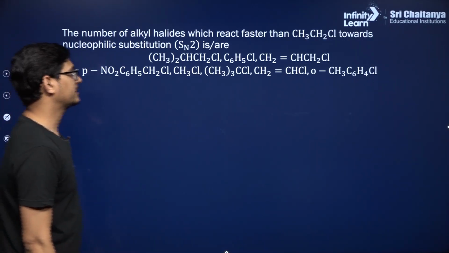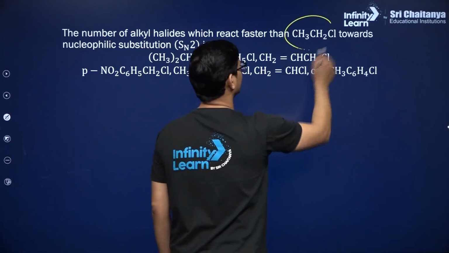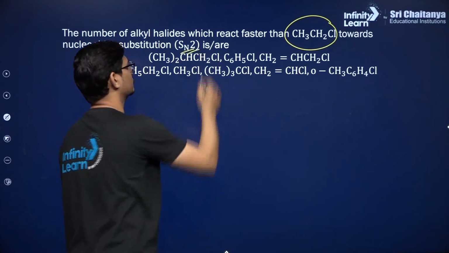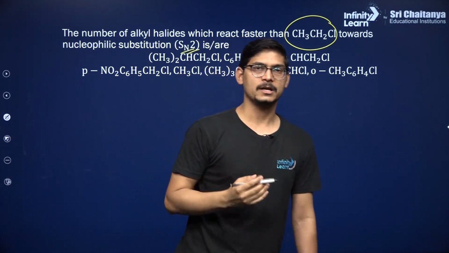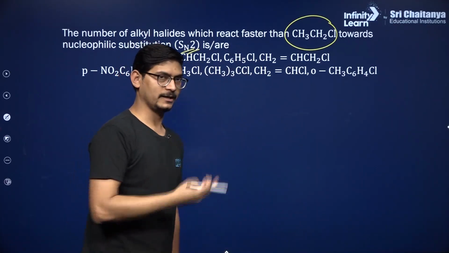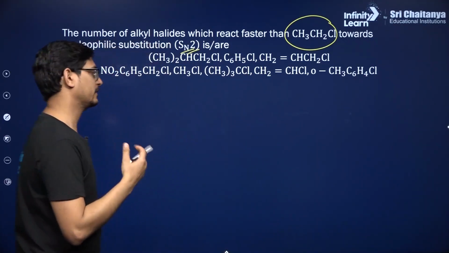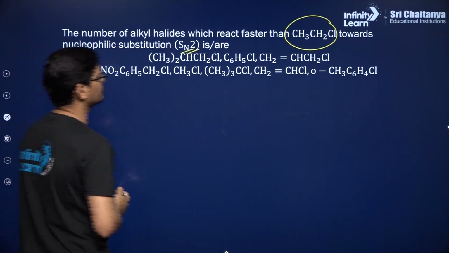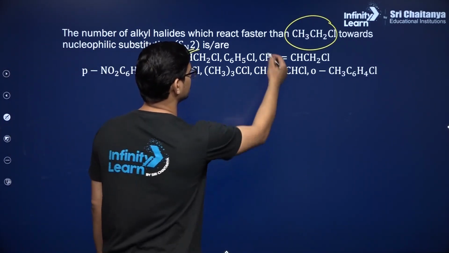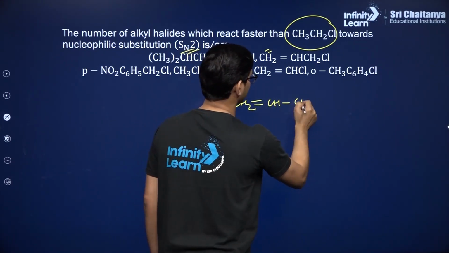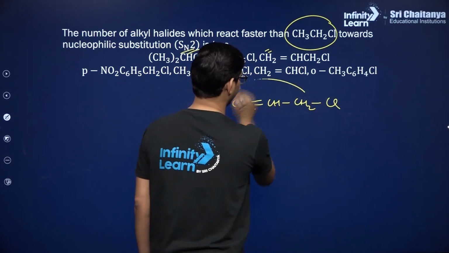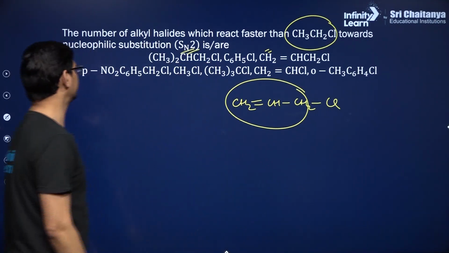The number of alkyl halides which react faster than ethyl chloride towards SN2. So remember, in SN2, smaller the alkyl halide, greater the reactivity, but there is benzyl halide, there is allyl halide which have sufficient reactivity in SN2. So first molecule is going to be this one, right? Because of the resonance stabilization of the transition state. Allyls, they are more reactive.